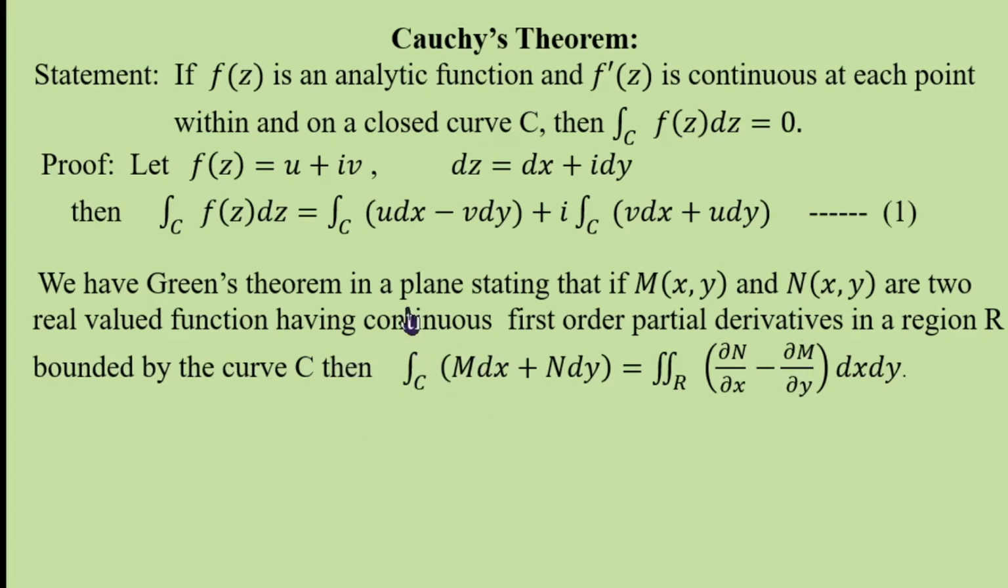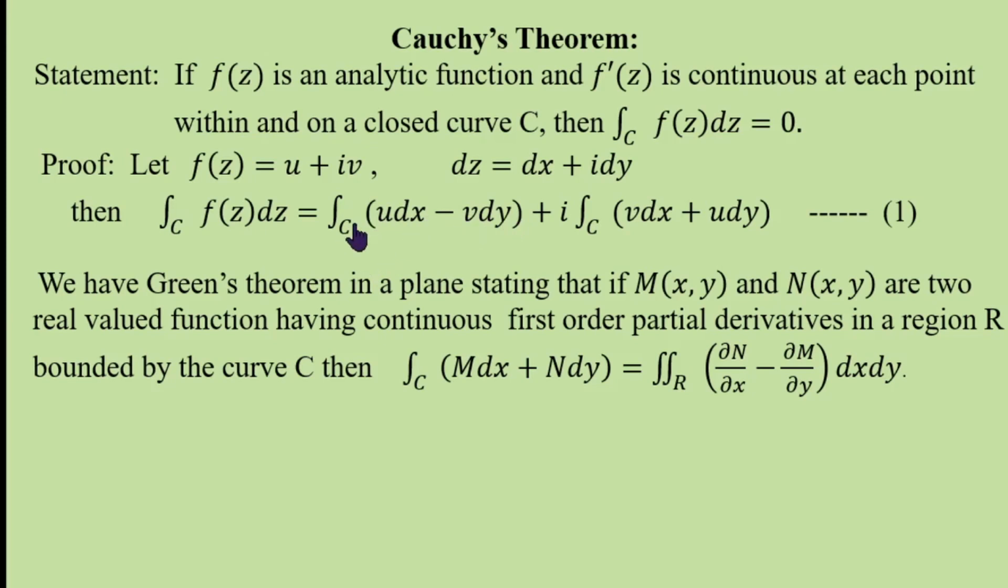So we can apply this Green's theorem on the right hand side of this expression, because if f dash z is continuous, then the partial derivatives of u and v with respect to x and y are continuous. Therefore, partial derivatives of u and v with respect to x and with respect to y are all continuous, and you are able to apply Green's theorem.